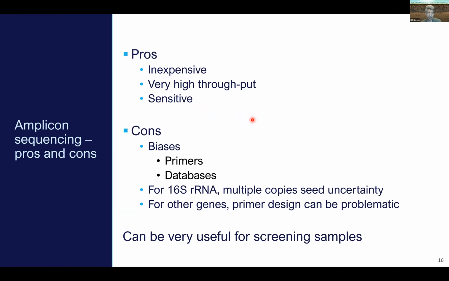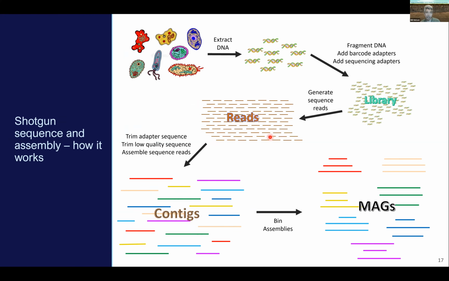Moving on to shotgun metagenomics. Again, you start with your organisms and extract your DNA, but this time we are going to fragment that DNA. These days, usually the fragment size you're looking for is on the order of 300 nucleotides.